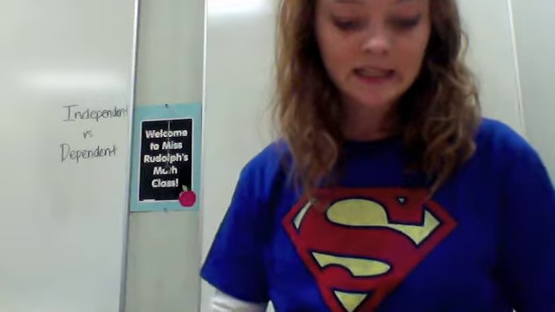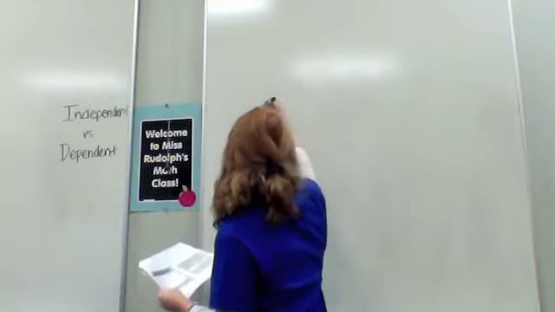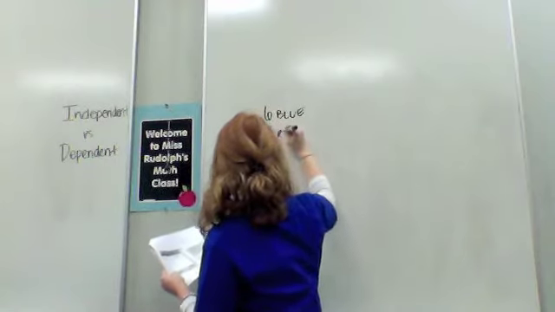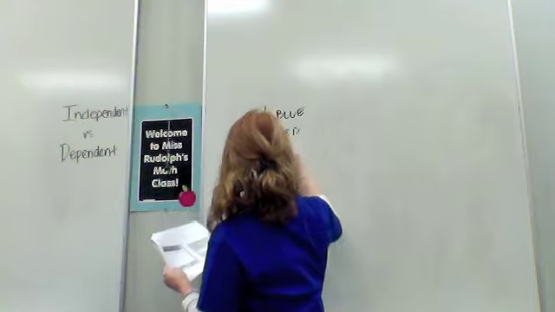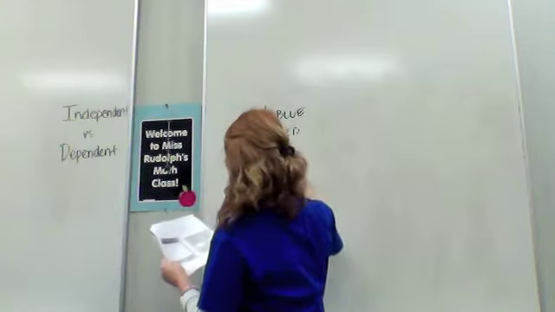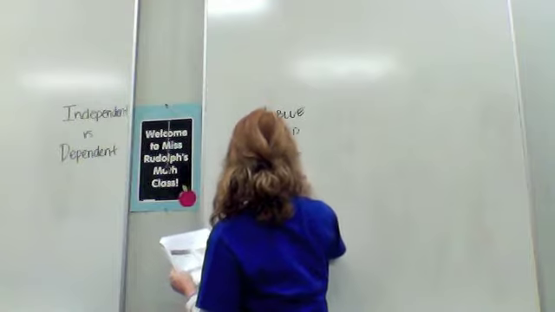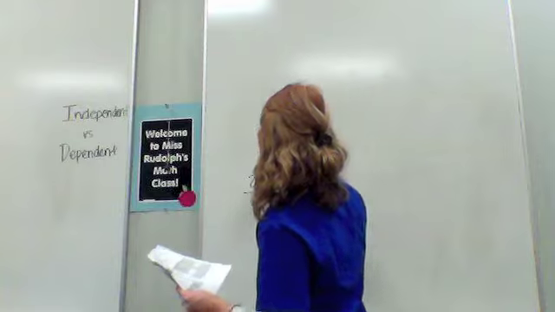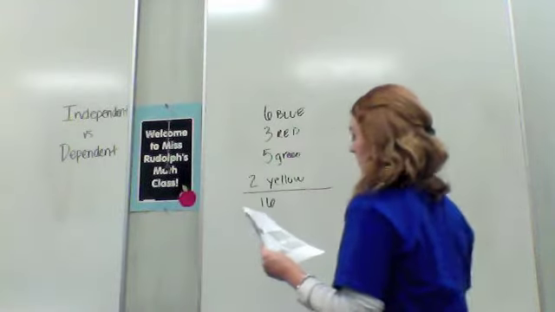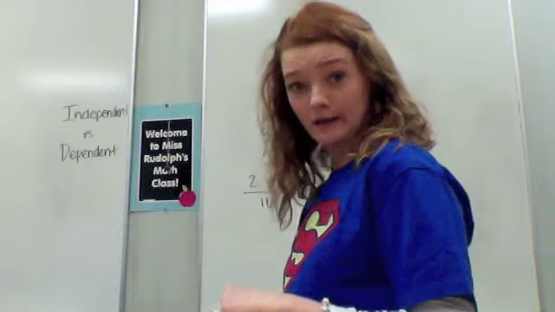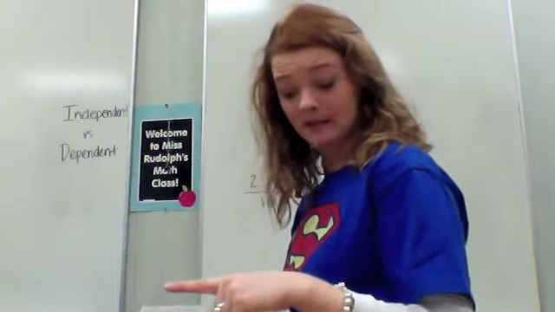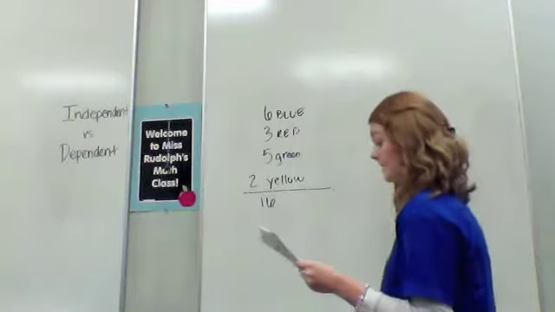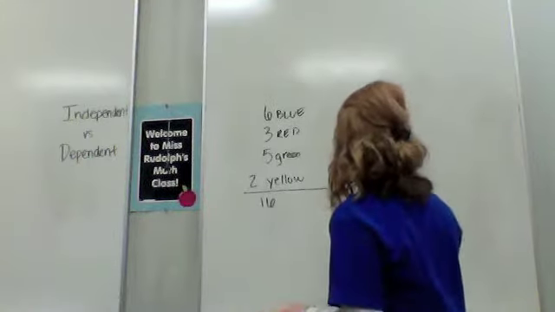A jar contains 6 blue, 3 red, 5 green, and 2 yellow M&Ms. Let me start writing this down. So in total, we've got 6 plus 3 is 9, plus 5 is 14, plus 2, we have 16 M&Ms total. Once a candy is drawn, it is not replaced, which means it's a dependent event. Find the probability of getting 2 greens.